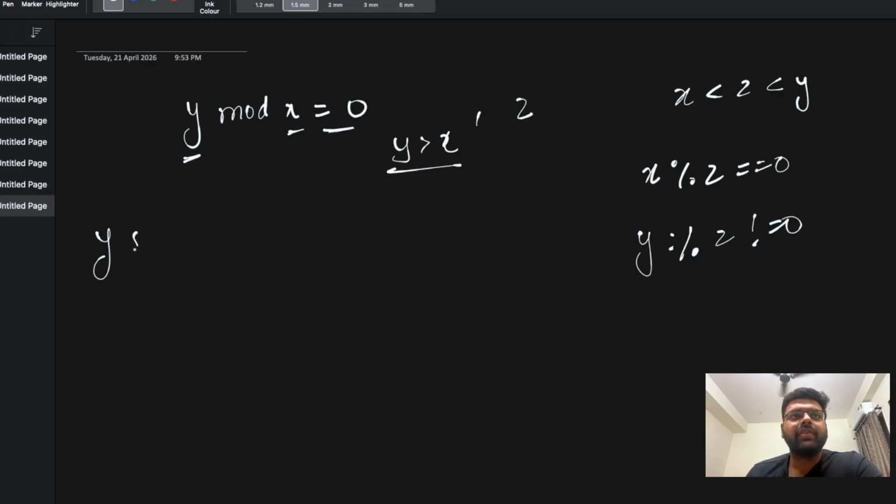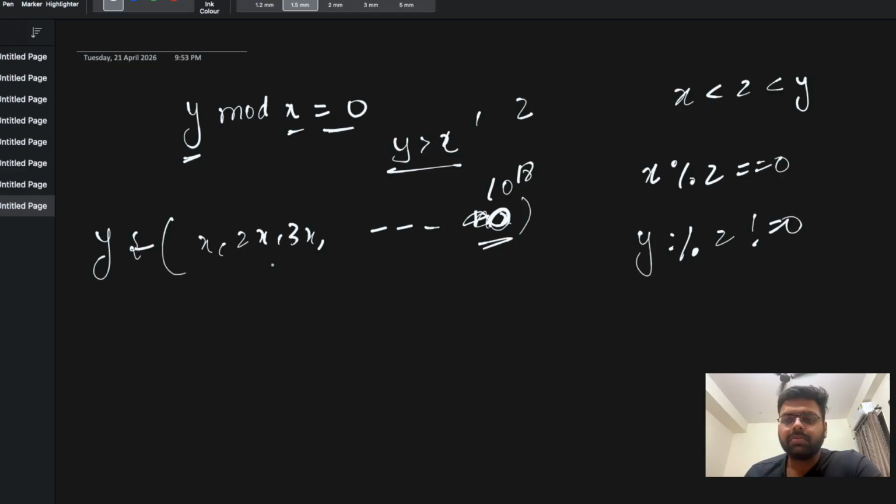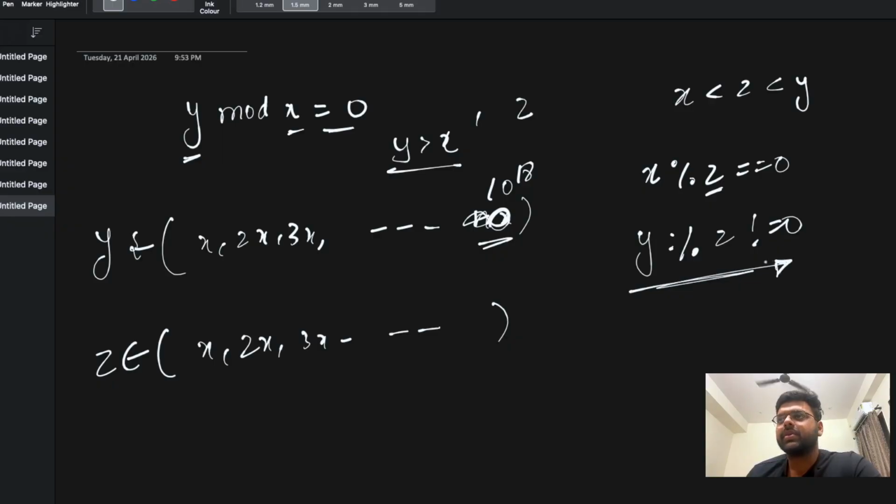So we know that y modulo x is equal to 0, and y is greater than x. So y would be x, 2x, 3x, till nx, like till infinity, or say 10 raised to power 18. So y would be a multiple of x, right? And z would also be some multiple of x, because it is also divisible, and it is not divisible by y.